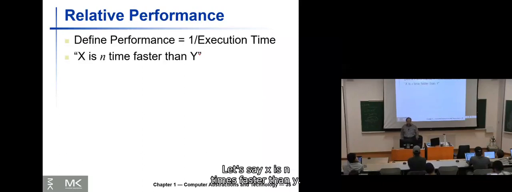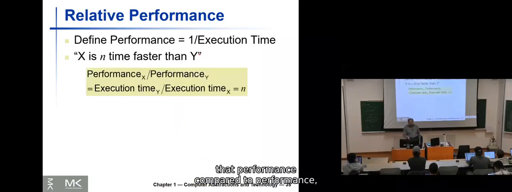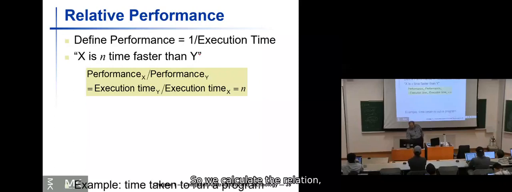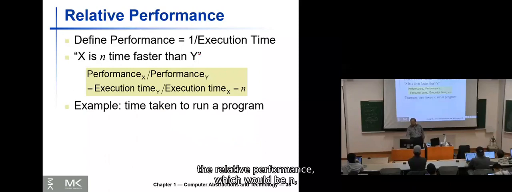Let's say X is n times faster than Y. The computer X is faster than Y. It means that performance of X compared to performance of Y is more. Or execution time of Y is more than execution time of X. It is reciprocal. And we calculate the relative performance, which would be n. And if X is n times better performance.